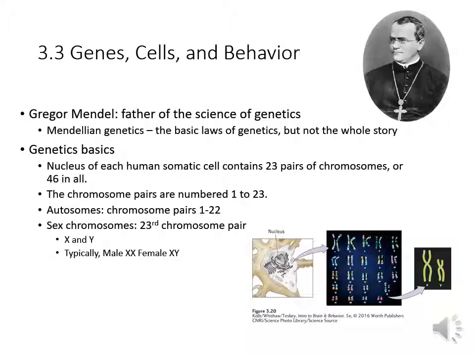Okay, so some basics of genetics. The nucleus in each human somatic cell contains 23 pairs of chromosomes, so 46 chromosomes in all. The chromosome pairs are numbered 1 through 23. Autosomes is what we call the chromosomes in pairs 1 through 22, and then the 23rd pair are sex chromosomes, so that's the X and the Y. And typically males have XY chromosomes and females have XX, but there are, of course, deviations to this.